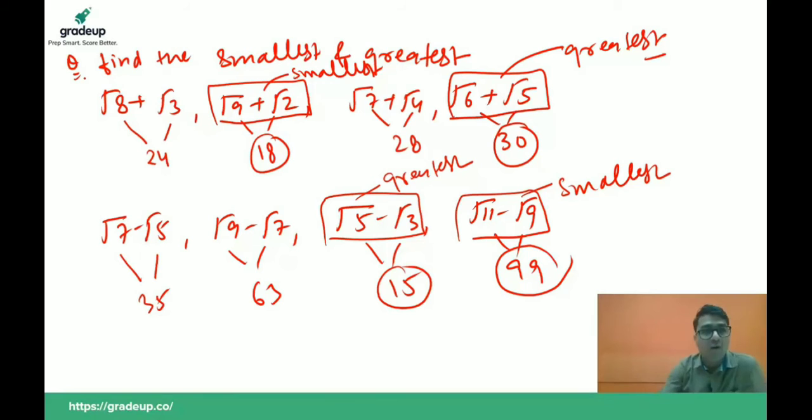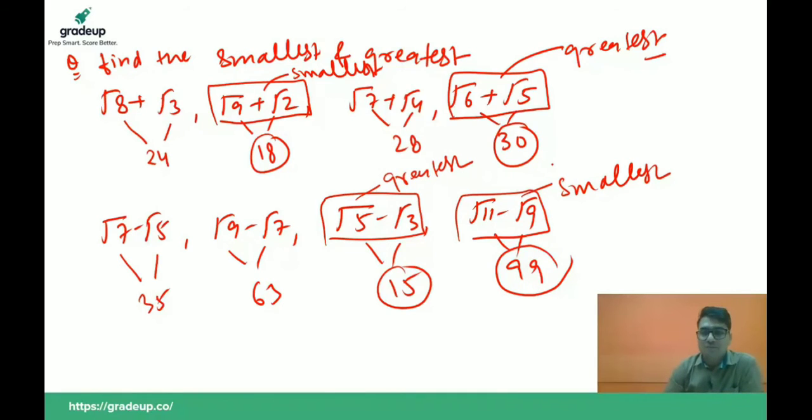And always remember guys, in this question, 8 plus 3 is 11, 9 plus 2 is 11, 7 plus 4 is 11, 6 plus 5 is 11. So this method is applicable on these type of questions, and in your RRB NTPC exam, only these type of questions will be asked. And similarly in subtraction, you will always have 7 minus 5, that is 2, 9 minus 7, that is 2, 5 minus 3, that is 2, 11 minus 9, that is 2.